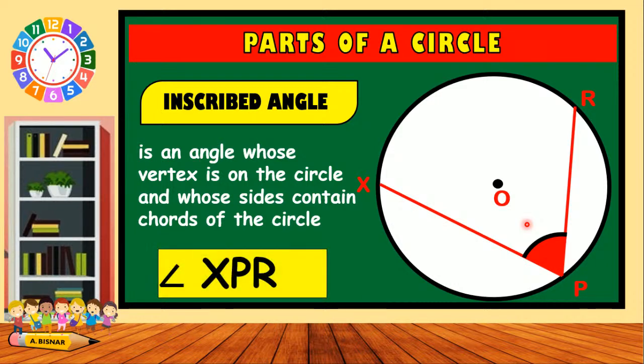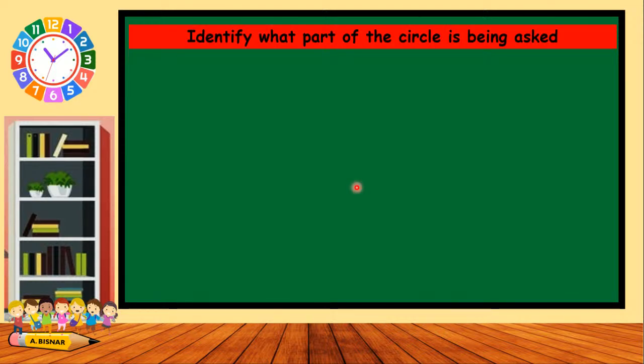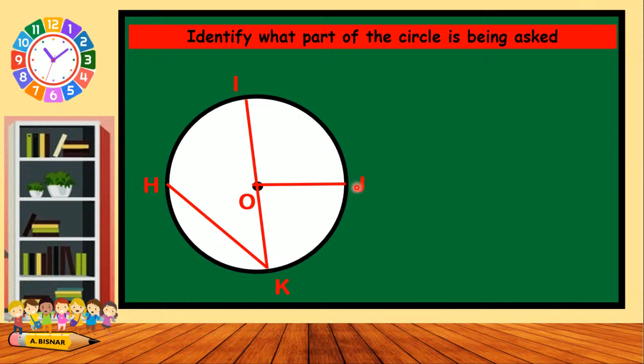Okay. So this can be named as angle XPR o kaya naman angle RPX. XPR or RPX. Okay? So, let's try to identify the parts of the circle. Try natin to. Alin dyan ang diameter? Alin dyan ang nagpapakita ng diameter? What's your answer?